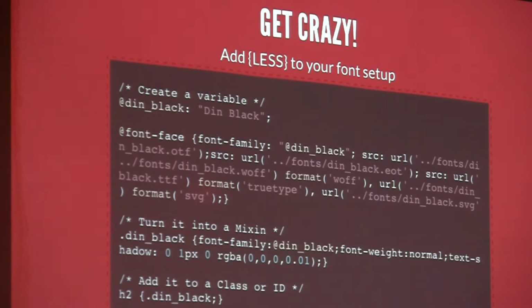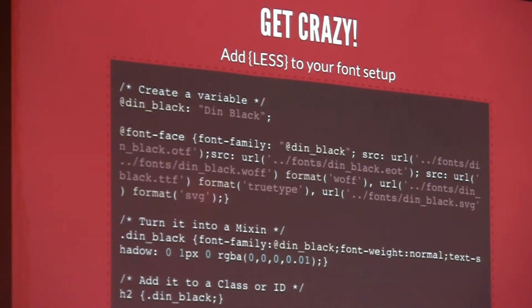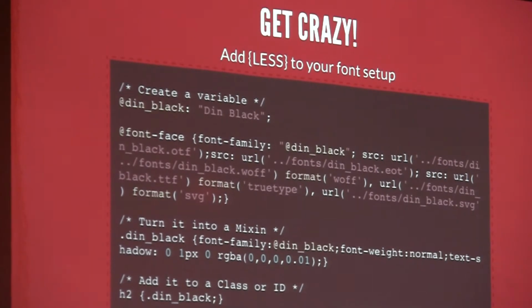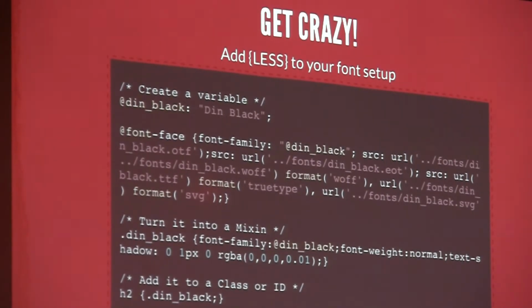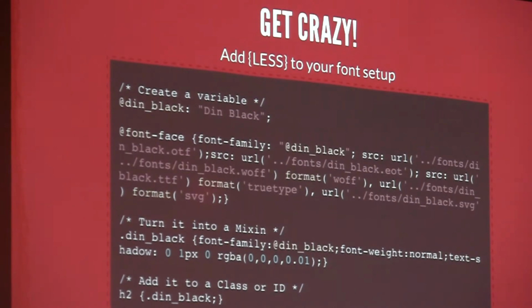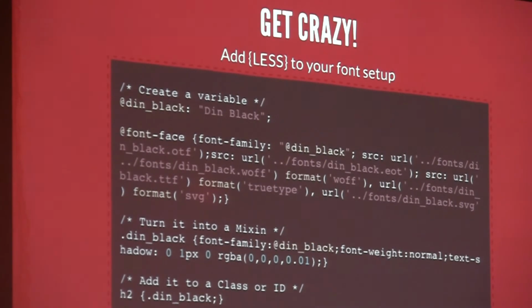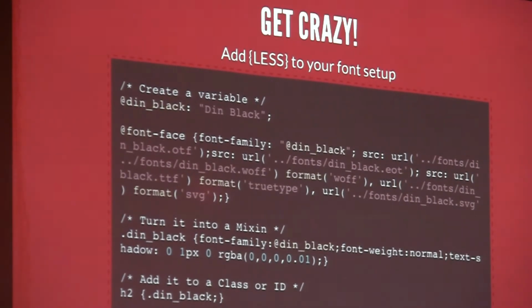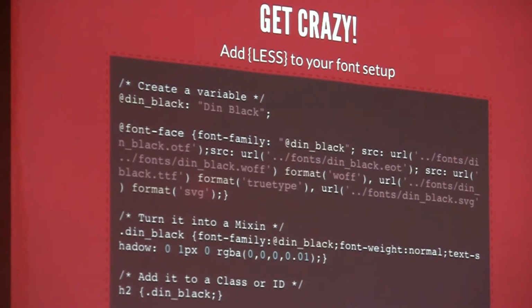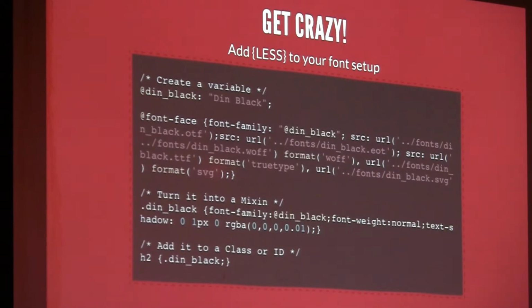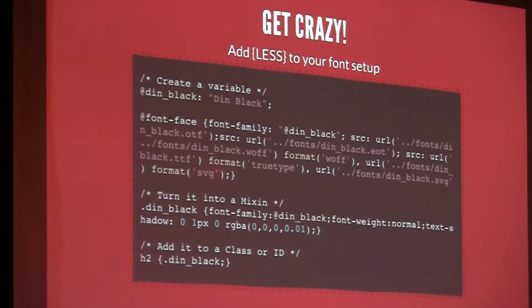Now, this is where it gets a little crazy, but you can start adding Less to your font setup. First, you define a variable. That variable might be a particular font. This is a font I use pretty often. It's called Dim, and this particular weight is called Dim Black. So I set Dim Black as a variable, call that same variable in @font-face, and then I use a mixin. What's really cool is that mixin could be Dim Black, Dim Italic, Dim Small, and so you can come up with these design patterns that are 1 word.